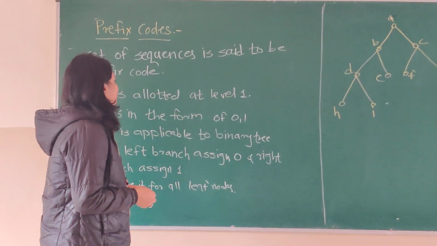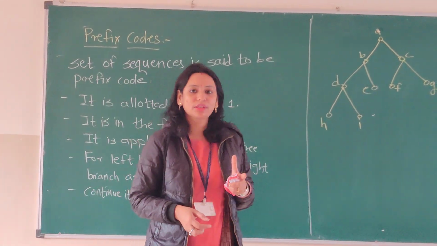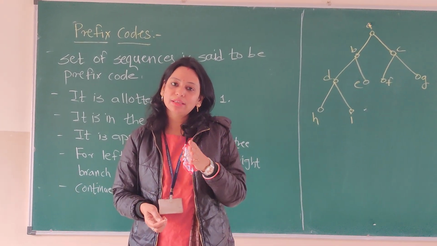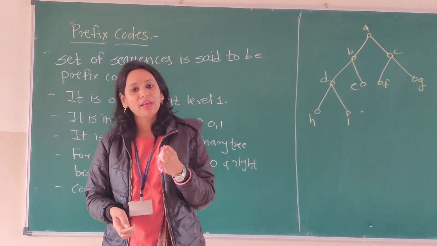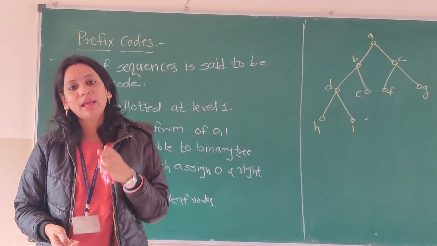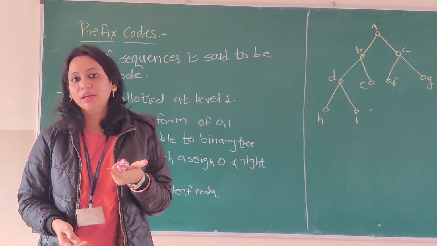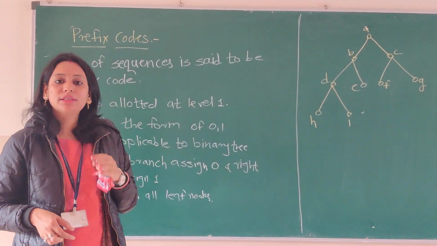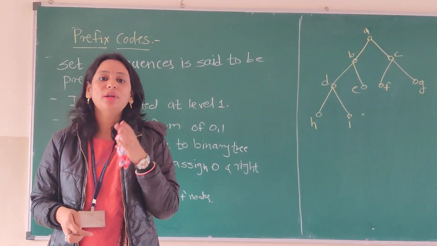Now in this section we will see the prefix codes. Till now we have seen what is tree. So tree is a collection of vertices and edges. We have seen the weighted tree where each and every vertex and edge has a particular weight. Now the prefix code is also a concept which is based on weight.